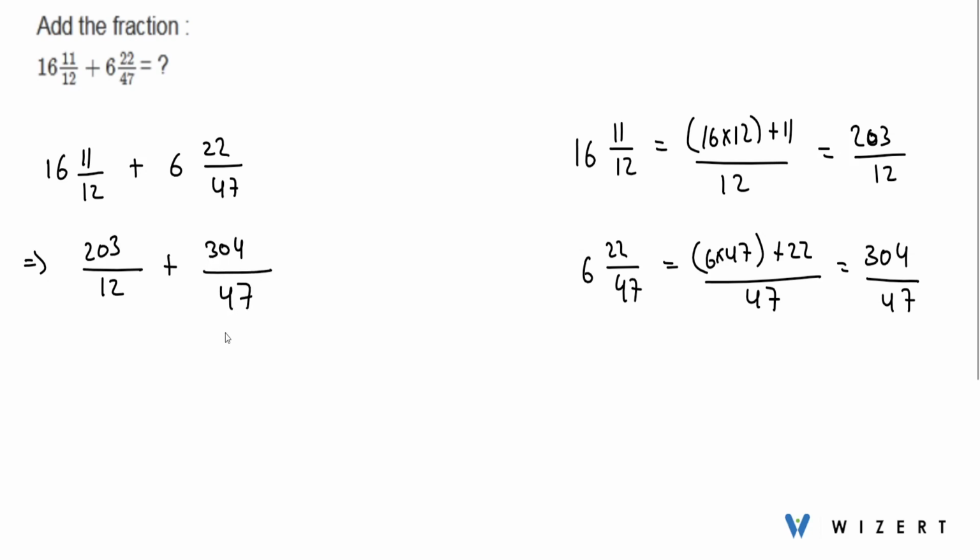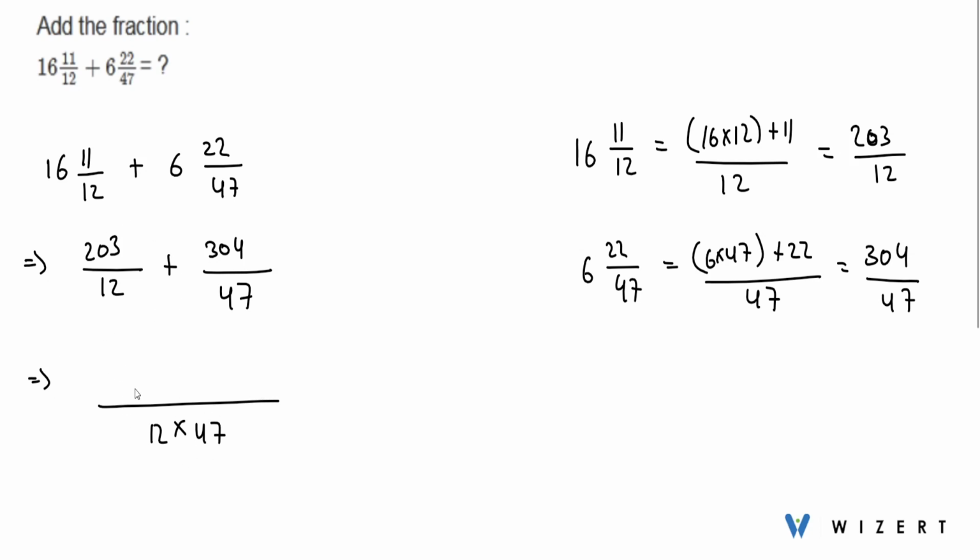Now we know that 47 is a prime number. So the LCM of 47 and 12 will be 47 multiplied by 12. So we will have 12 multiplied by 47 in the denominator. Now 12 multiplied by 47 when divided by 12 will give us 47.